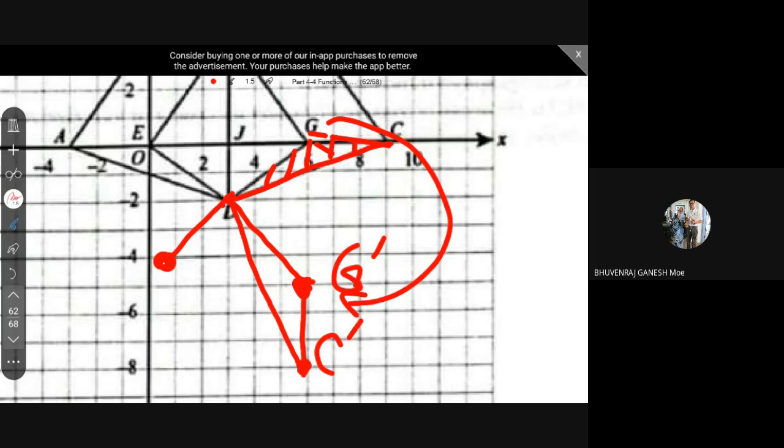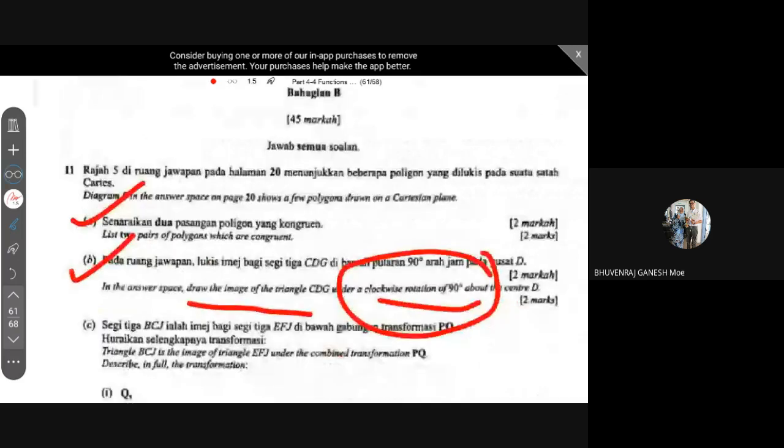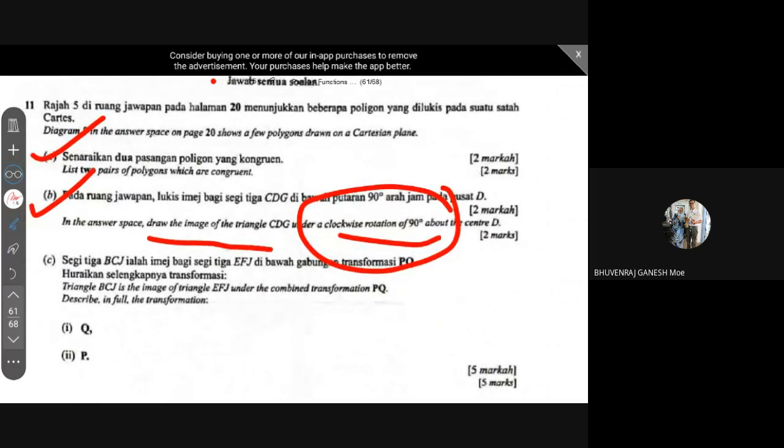Must see the question carefully whether they want 180 or 90. Usually it's 90. They usually ask 90 degrees because 180 is easy to see. You just draw a straight line only. Okay. So this is the question lah. You see any other things over here? Draw the image. Okay, done already.